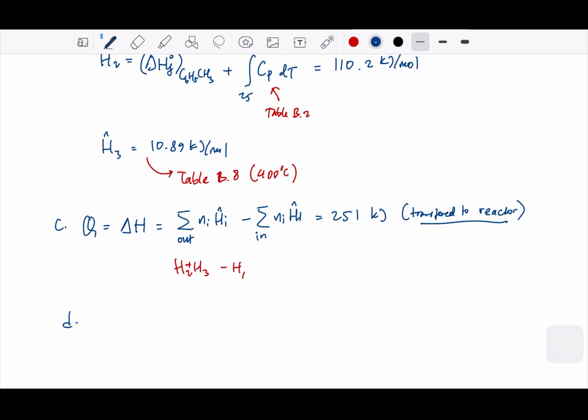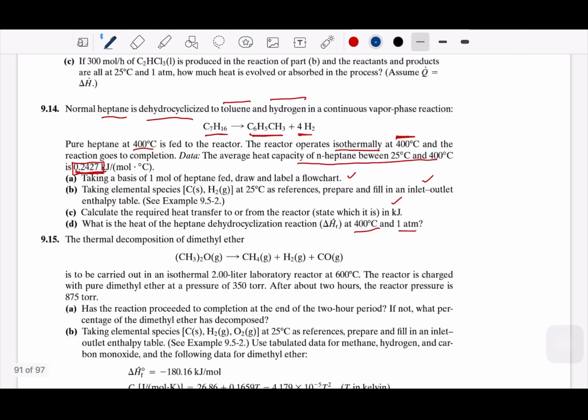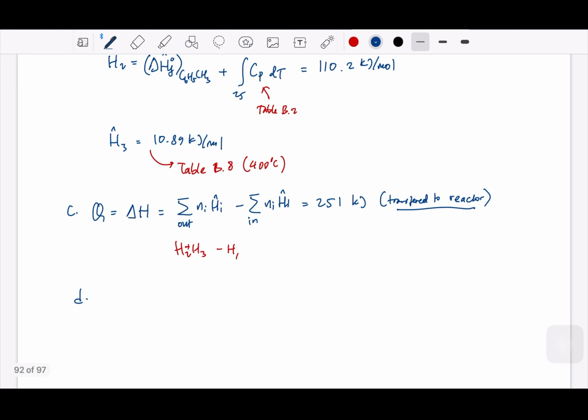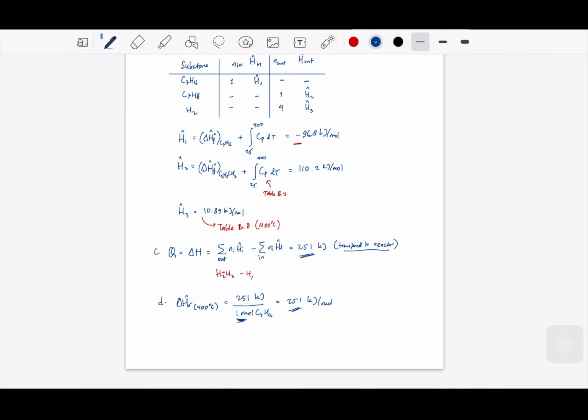And then number D is finding the heat of reactions. So the heat of reactions at 400 degrees Celsius, we are getting 25 kilojoule per 1 mole, okay? And I think it depends on how many moles they react with. Since it's just 1 mole, it's the same as what we have in the delta H, okay?